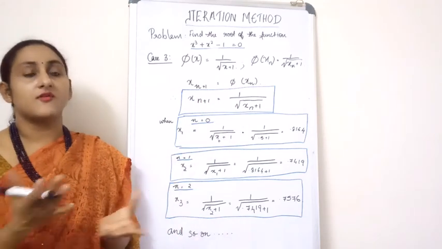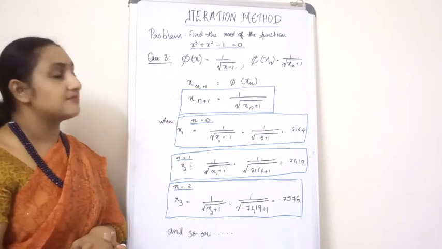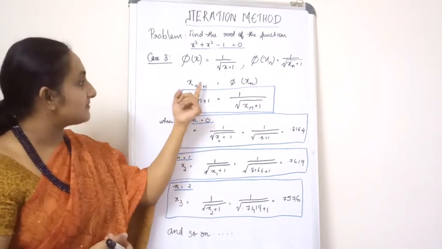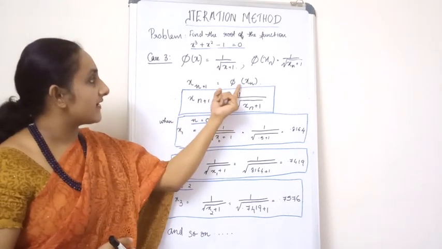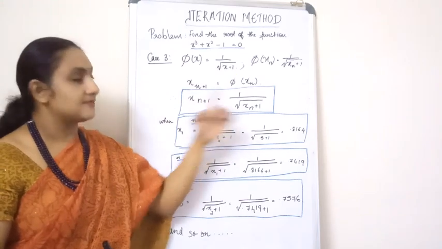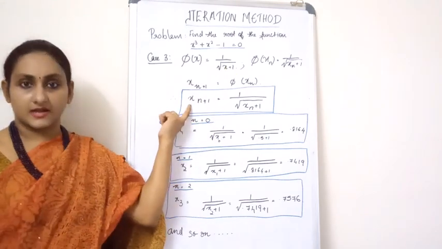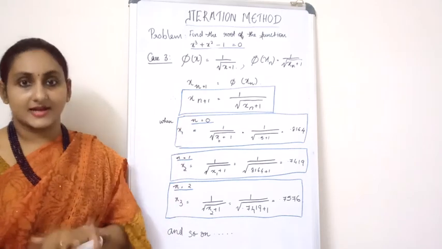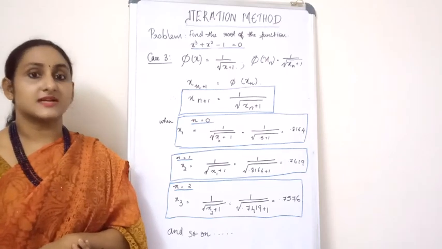That is the formula for iteration, and from that we will get x_{n+1} = phi(x_n). What is phi of x_n? We have already written over there, that is 1 by root of (x_n + 1). Hence we will consider this as the iterative formula, and we are going to start our iteration. I am going to start it from 0.